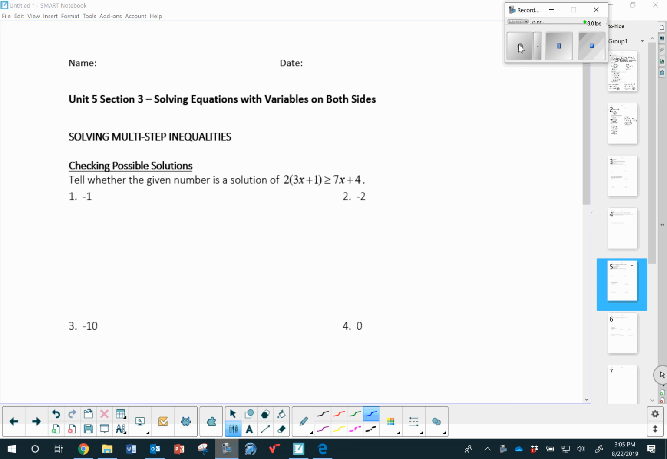So this up here should say inequalities. That was an oversight on my part, but I will work to get that fixed.